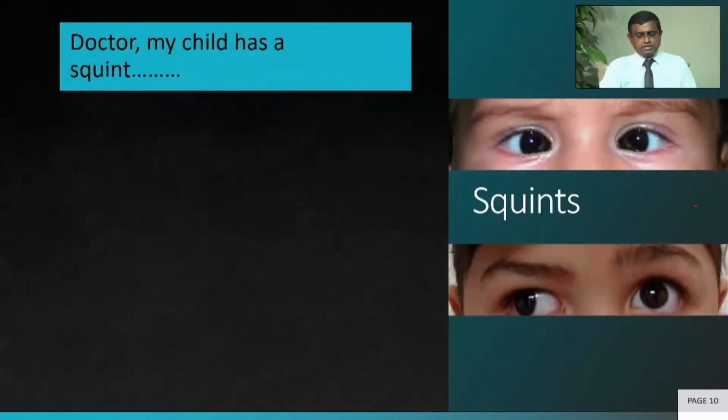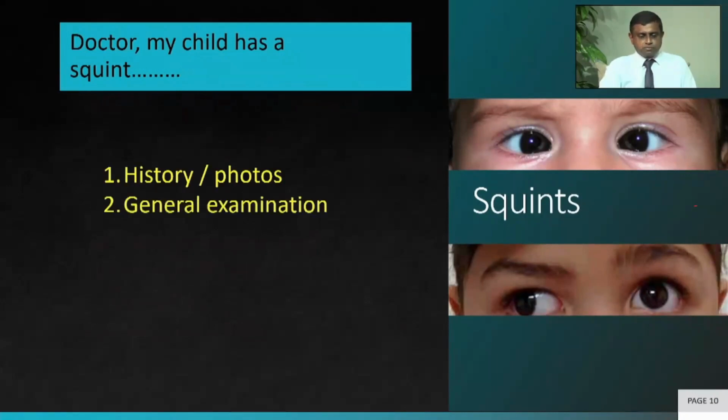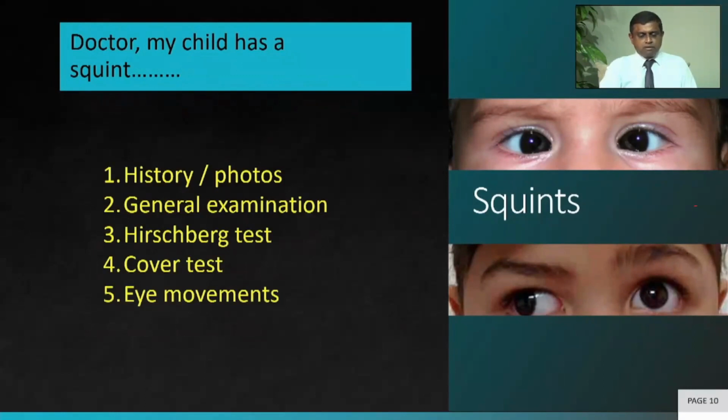So if the parents come with a child and say, "Doctor, my child has a squint," there are several things you have to do. Please go through the history, maybe family photos, and do a general examination to see whether the child has any syndromes. The Hirschberg test is a very simple, important test we can do in our clinic. I will describe how to do it. Cover test is also important. Eye movements you can do. These are very simple things. Only the red reflex needs a bit of skill and a direct ophthalmoscope. Fundoscopy also needs a bit of skill, which you can easily develop in your practice.